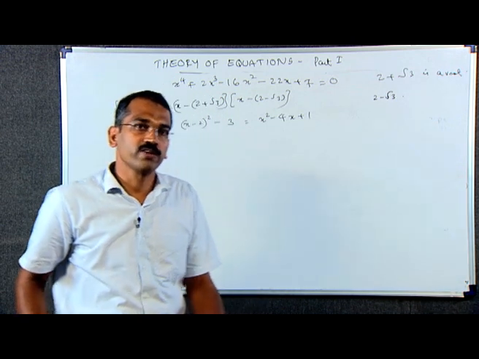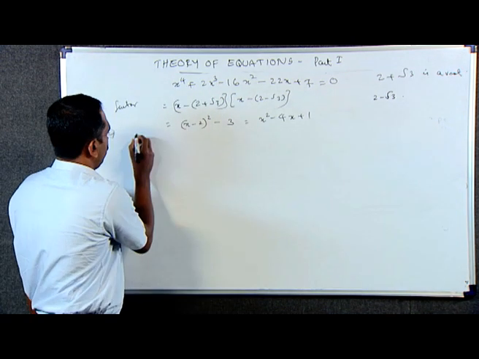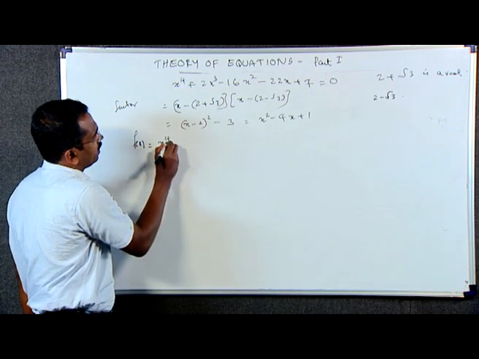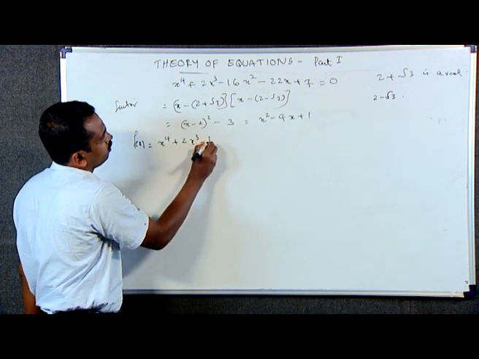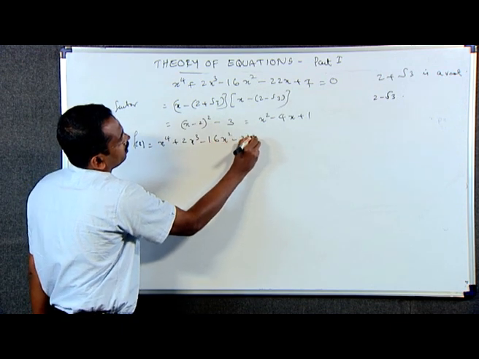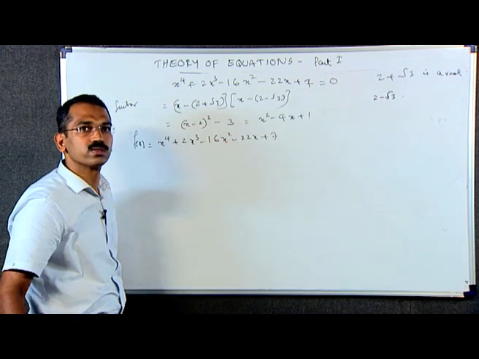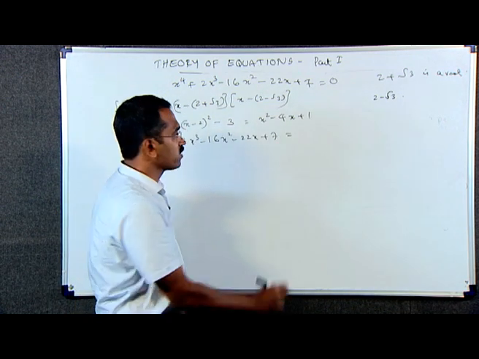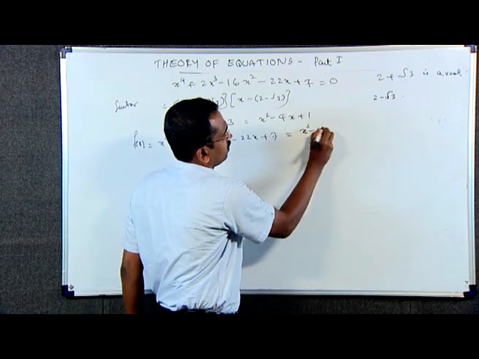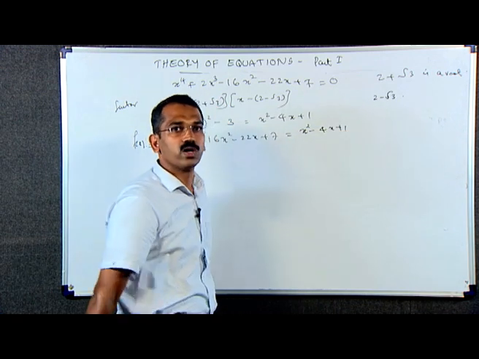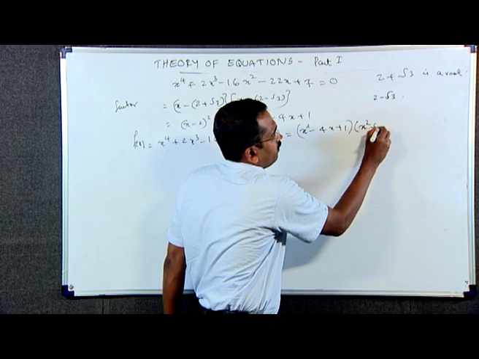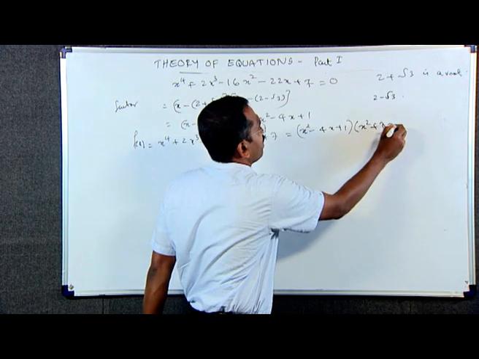Now, let f of x is equal to this left hand side, that is x raised to 4 plus 2x cube minus 16x square minus 22x plus 7, which is equal to x square minus 4x plus 1 into x square plus lambda x plus 7.